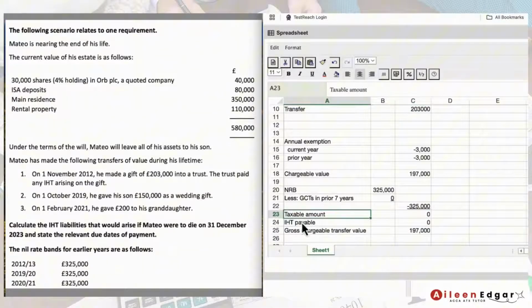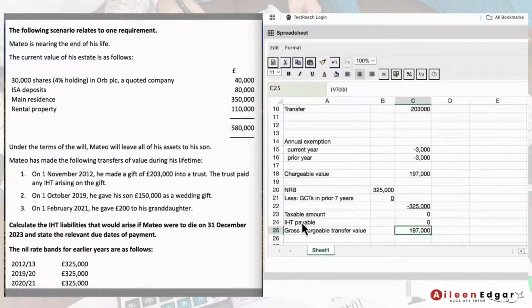Now remember, you're doing this in a column format, so some of the other gifts that you look at might have some tax payable, so that's why we've put in the taxable amount figure, 0, and the inheritance tax payable label there as well. Now I've put at the bottom of this column, gross chargeable transfer value £197,000. Now there was no tax to pay here, and it wasn't getting added on to the transfer value because the donor wasn't paying it even if there had been some tax.